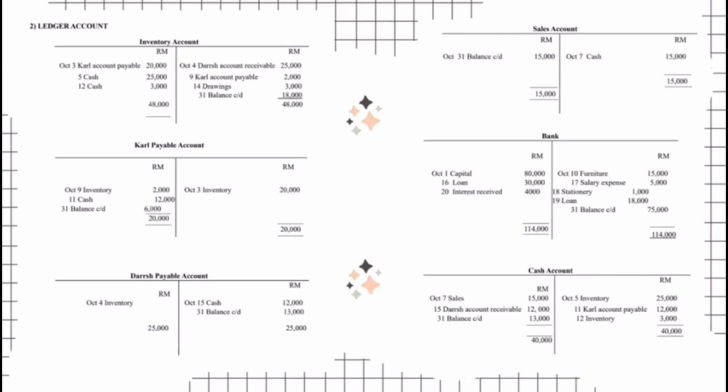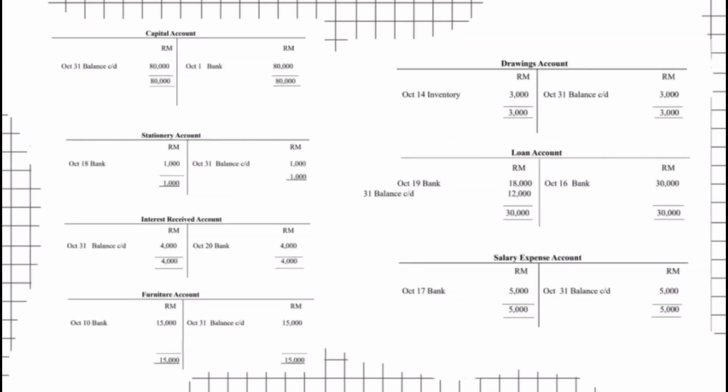Next is cash account, total is 40,000 ringgit. Capital account, total is 80,000 ringgit. Stationery account, 1,000 ringgit. Interest received account, total is 4,000 ringgit, and furniture account is 50,000 ringgit. Drawing account 3,000 ringgit. Loan account 30,000 ringgit and salary expense account 5,000 ringgit.